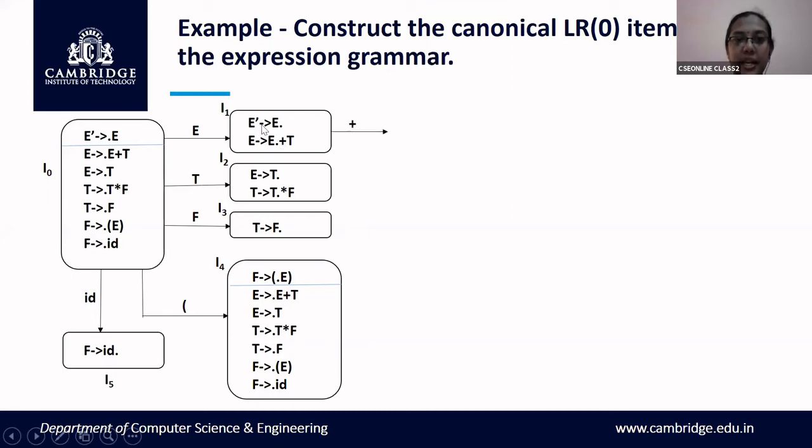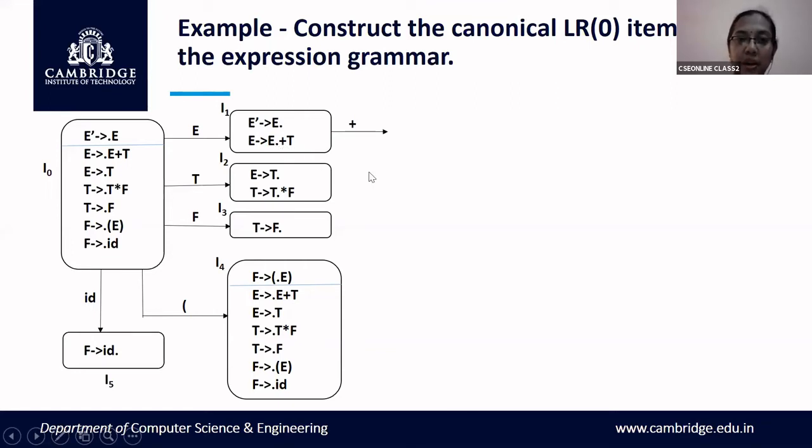On plus, leave out the first production rule because dot is there on the rightmost side. Consider the second production rule where dot does not reach the rightmost side of the RHS. Can you move dot one position towards the rightmost side? Yes. How? On the symbol plus, you can move the dot one position towards the rightmost side.